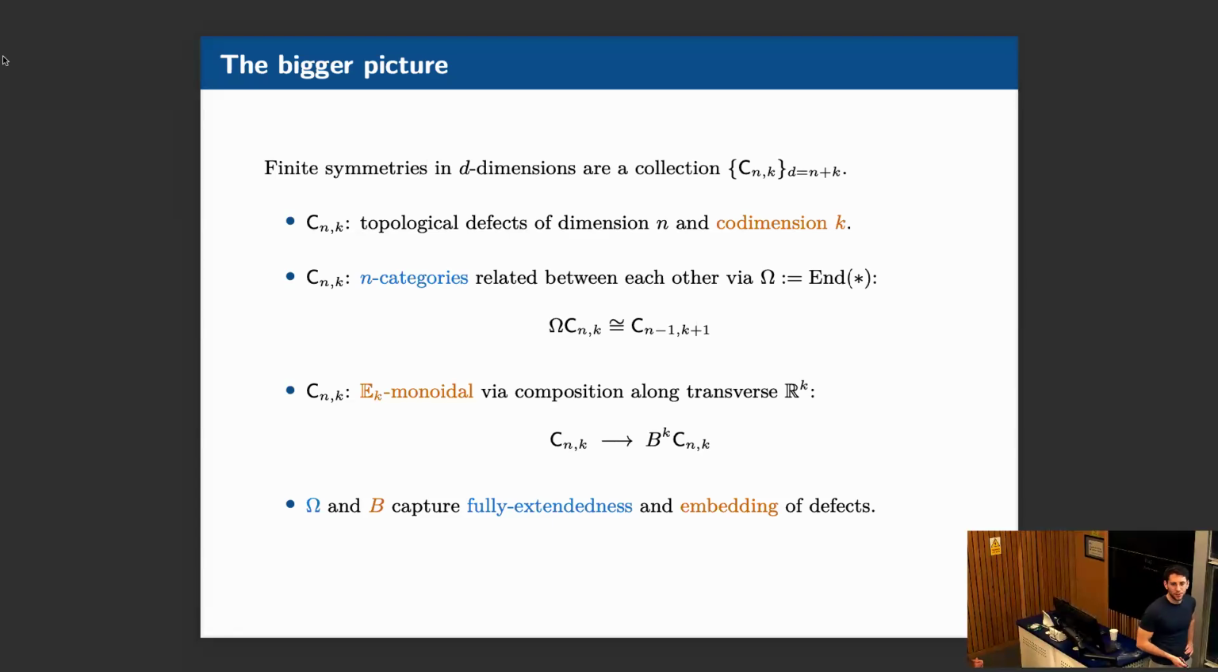Or yeah, if you want to include -1 from symmetries, yeah, you can. I mean, why do you need to talk about these collections of categories? Well, in principle, you don't. Okay.